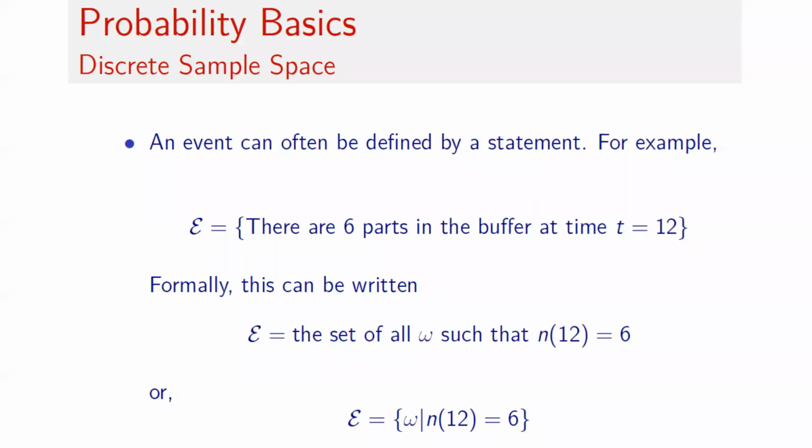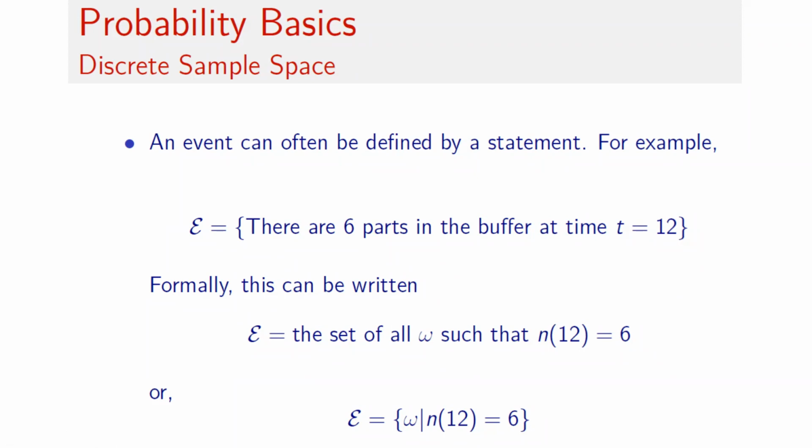Also, an event can be defined by a declaration. For example, epsilon is the event that there are 6 parts in the buffer at time T equals 12. That, for example, here, omega, in a declaration, we can say that there are 6 parts in the buffer at time T equal to 12.